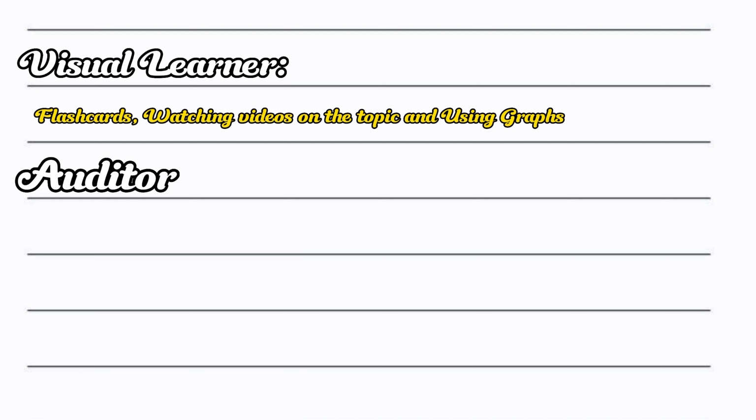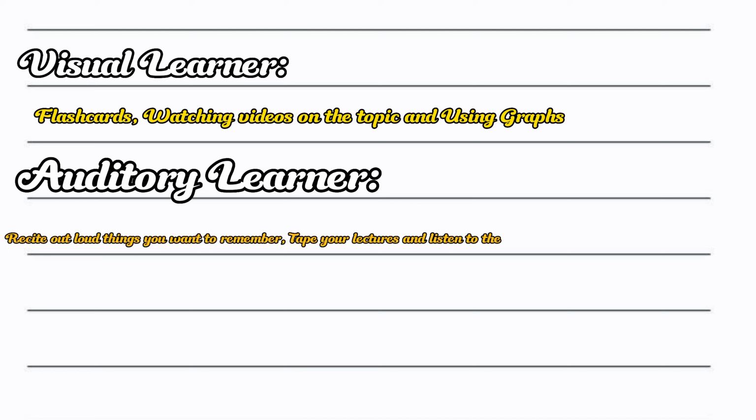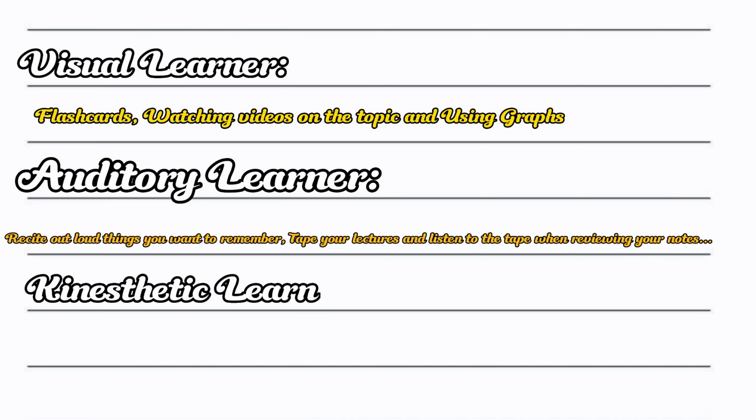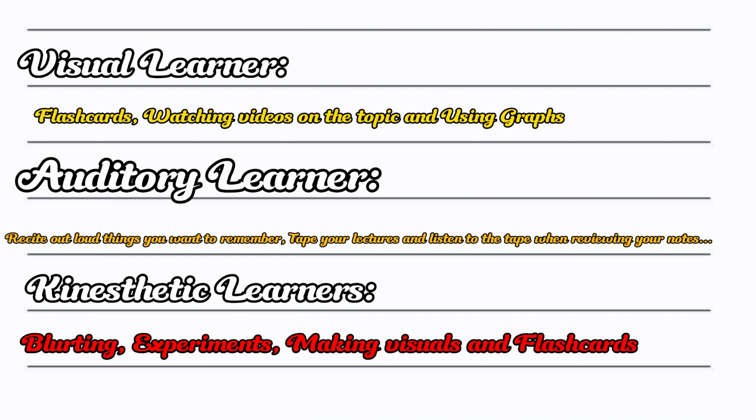If you're an auditory learner, you learn best by hearing the teacher speak. You prefer vocal collaboration and communication. The following study tips are meant for you: reciting things out loud that you want to remember, taping your classes and your lectures, and reviewing your notes while listening to the tape. If you are a kinesthetic learner, you use different senses to absorb information. The following tips are meant for you: plotting, experimenting, making visuals, and using flashcards as well.